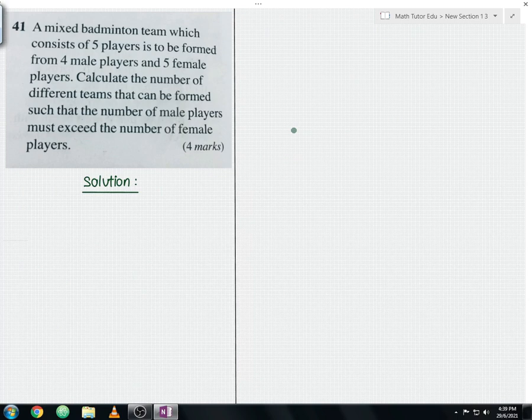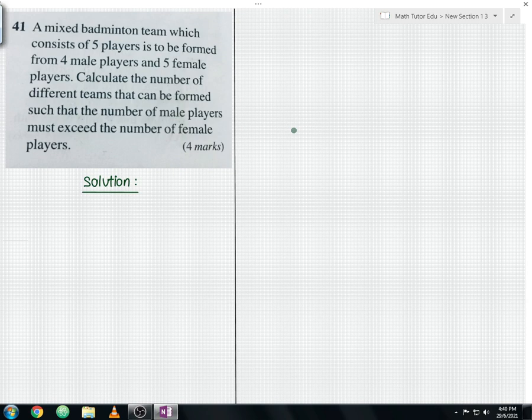A mixed badminton team which consists of 5 players is to be formed from 4 male players and 5 female players. Calculate the number of different teams that can be formed such that the number of male players must exceed the number of female players. So this is question 2.